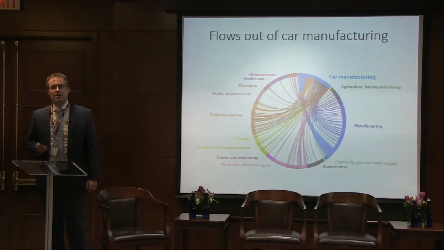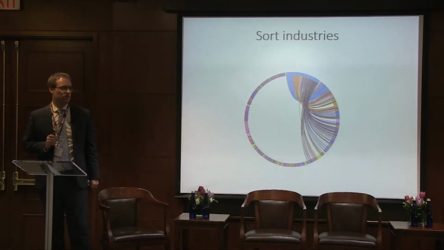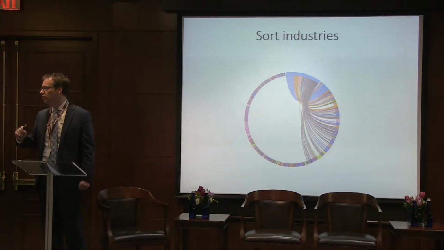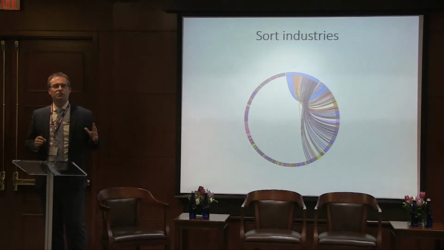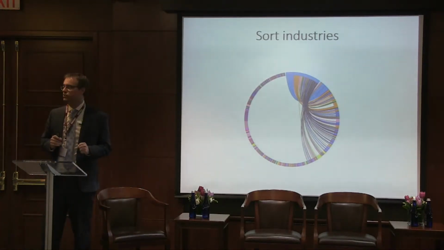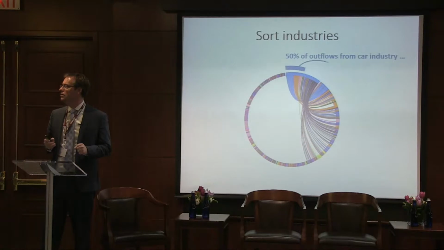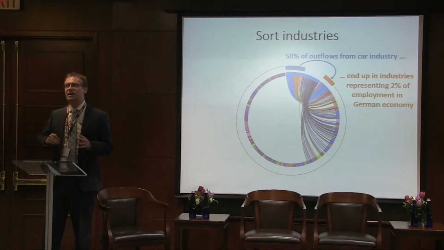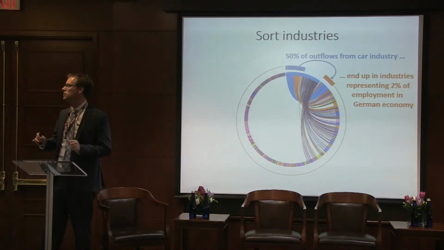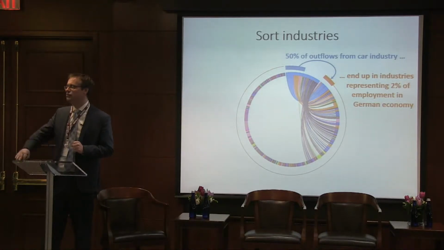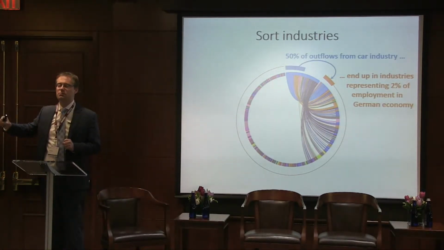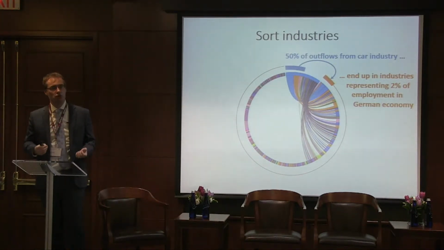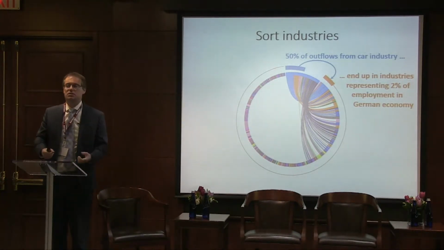But that's actually a little bit too fast, because if you were to sort the industries by which industries absorb the largest part of these car workers, you see that the vast majority of industries don't absorb any workers from the car industry. And the ones that do are very, very concentrated. And it turns out that 50% of people that leave car manufacturing end up in industries that represent about 2% of employment in the German economy. And if you do that for all of the industries in the economy, the number is something like 2.8%. So that suggests that there is definitely something very specific about what people know, which allows them to be productive in some activities, but not in others.